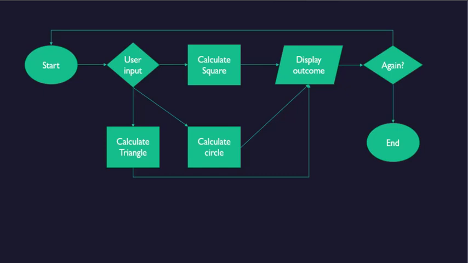Circle selected. If the user selects a circle, the flow moves to a rectangle labeled Enter Radius, where the user inputs the radius of the circle.